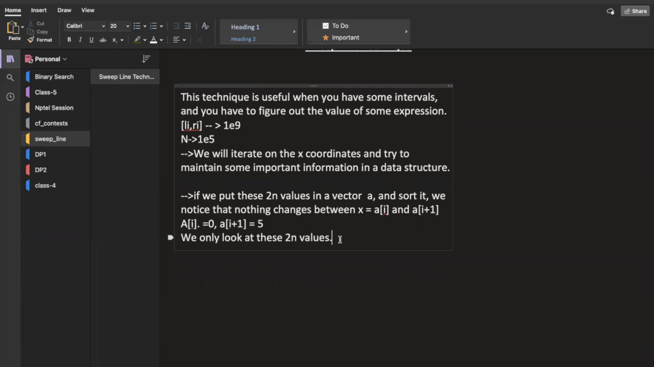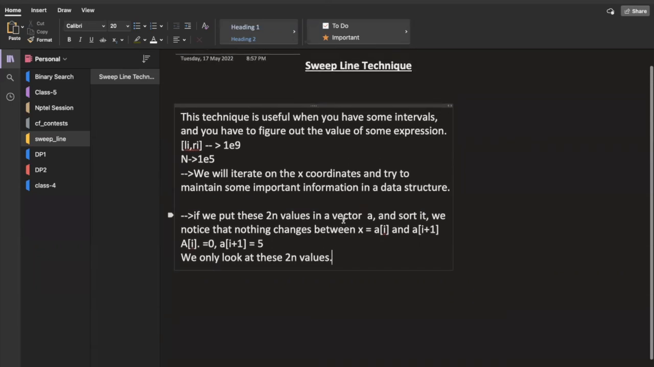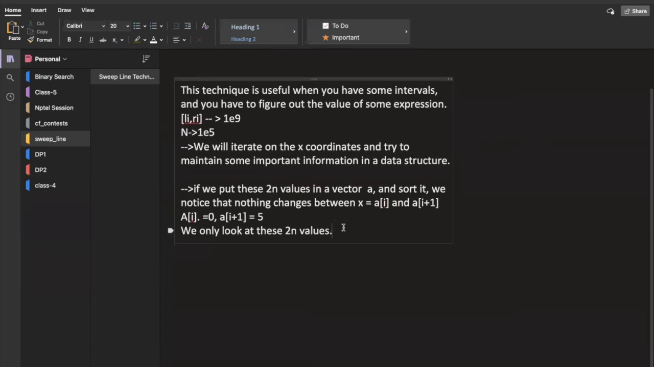Otherwise, I'll just start with the discussion of the first problem that we'll be doing today. So yeah. So does anybody have any doubts here?